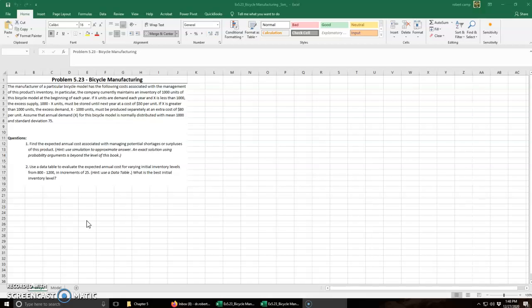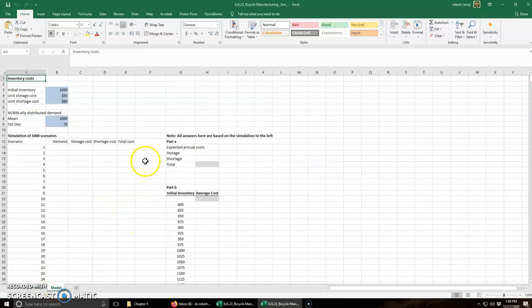Could you get an exact answer using probability arguments? Yes, but it's really beyond the level of this book. But more importantly, it's beyond the level of what we need you to do in this class. And then we're going to use a data table, and we're going to evaluate the expected annual cost for varying initial inventory levels. And we're going to figure out what's the best level based on our simulation.